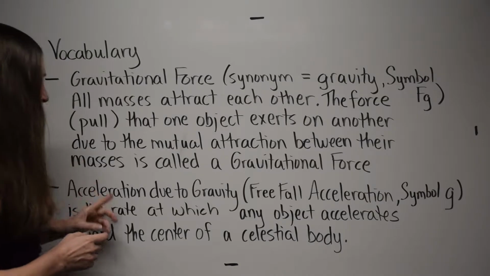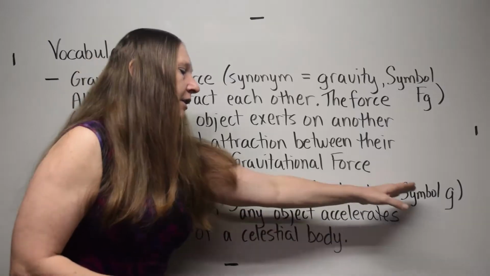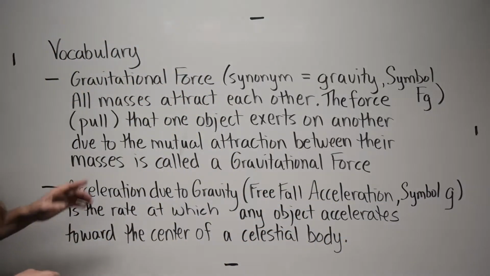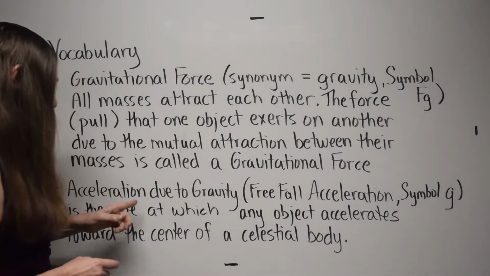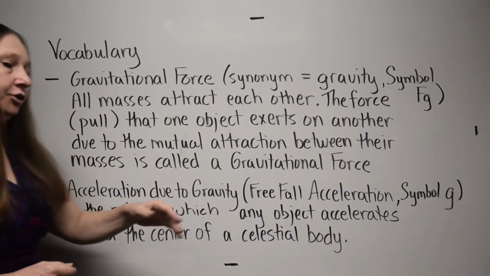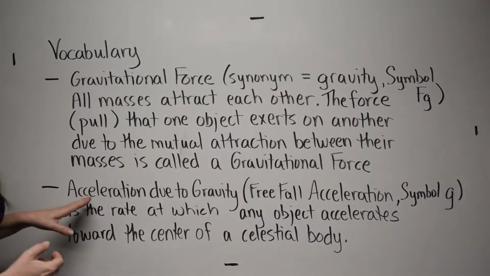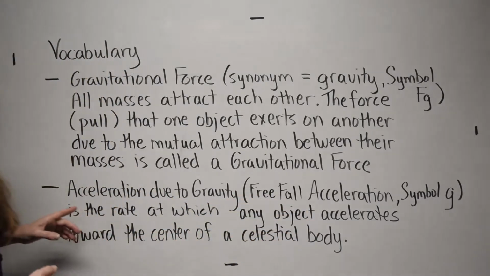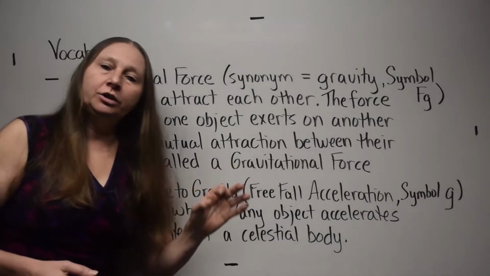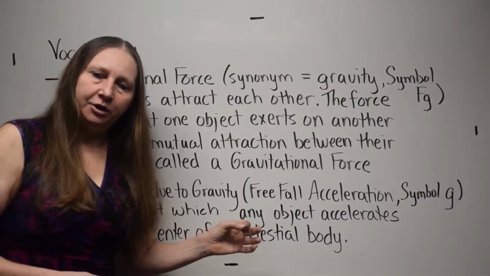And this is called the gravitational force. Now, acceleration due to gravity, also called free fall acceleration. The symbol is a lowercase g. Now, don't ever call this gravity. It's wrong. If you mean acceleration due to gravity, say acceleration due to gravity. So acceleration due to gravity is the rate at which any object accelerates toward the center of a celestial body. We're going to use this specific definition.